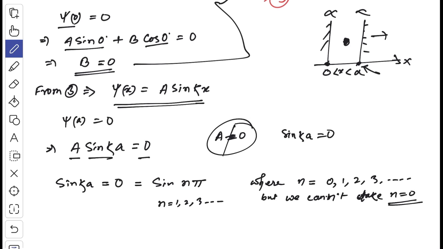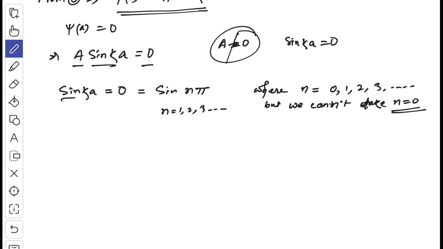Now, if sin ka is equal to 0 and sin n pi is also 0, we can say ka is equal to n pi, right? Ka is equal to n pi. So if ka is equal to n pi, then k must be equal to n pi by a.